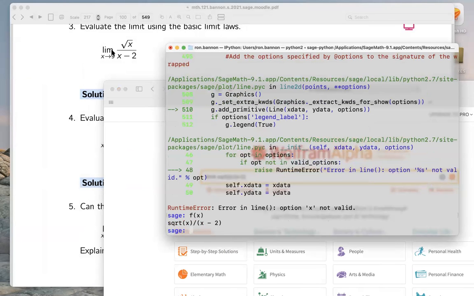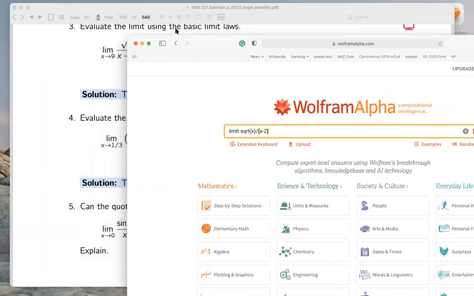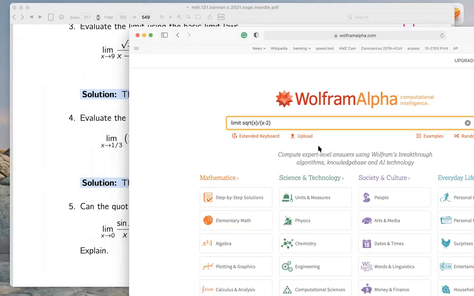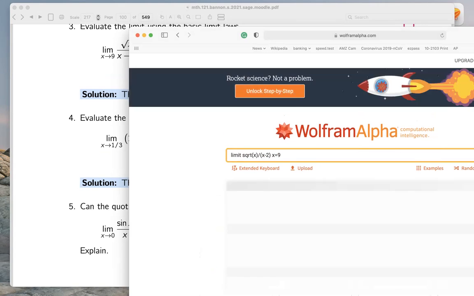Yeah, I typed in the right function. Sorry about that. Go to Wolfram Alpha. X over X minus 2. X equals 9. By the way, I don't understand it.